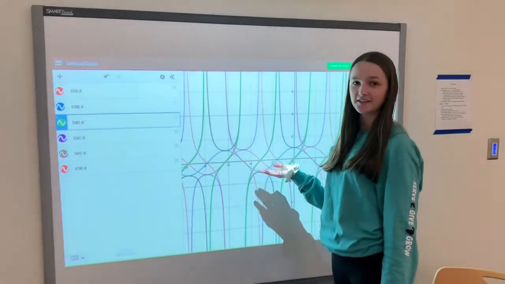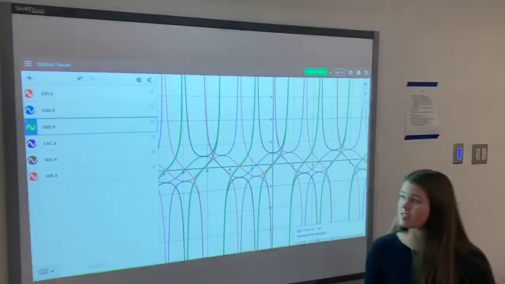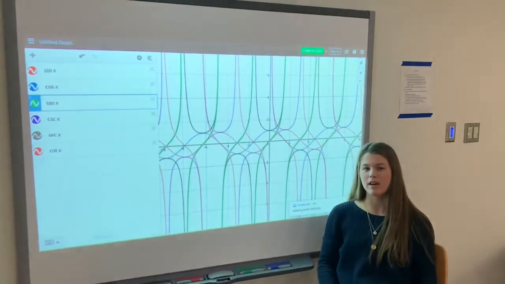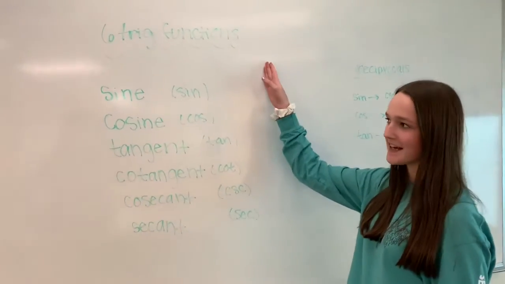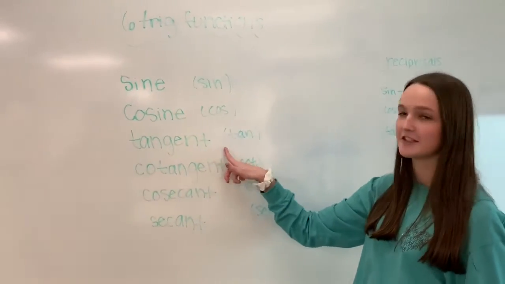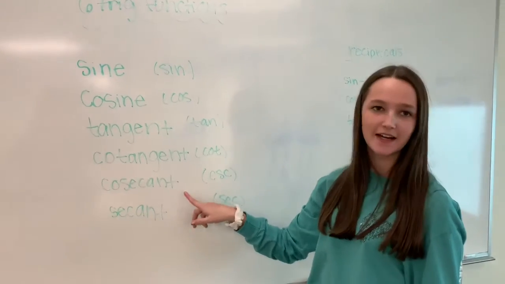Trig functions and the characteristics of their graphs. So, we know this looks a little bit confusing right now, but we'll help you break it down if you keep watching. The 6 trig functions you'll need to know are sine, cosine, tangent, cotangent, cosecant, and secant.